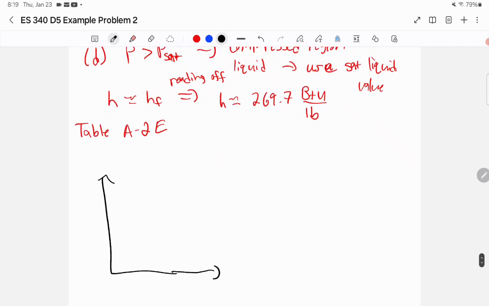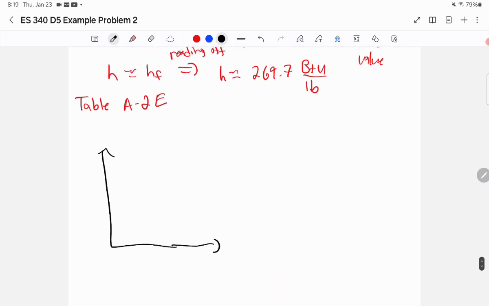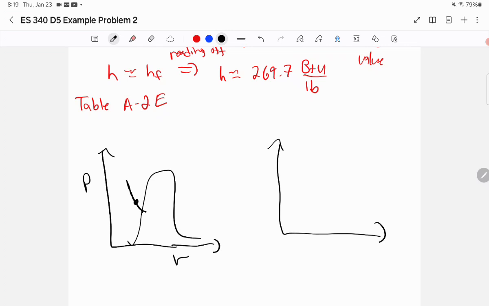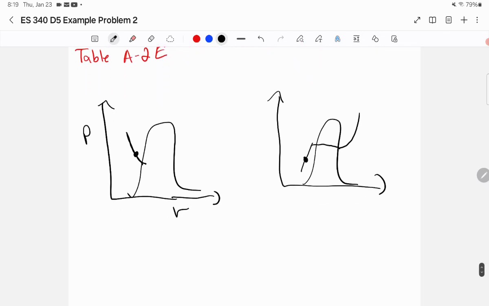Okay, so for this problem, though, we knew it was in the compressed region, so immediately you should think, okay, it's going to be on the left-hand side of this curve. It's going to be somewhere in here, maybe. And the isotherm will look like that. And over here, same idea. It's going to be something like this. Okay, so this is going to be our plots.